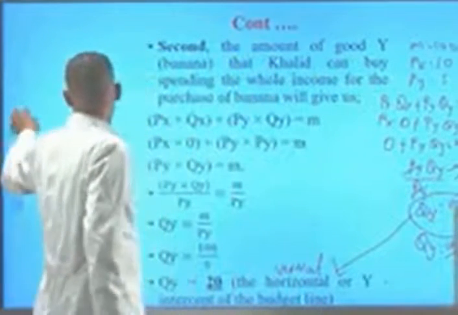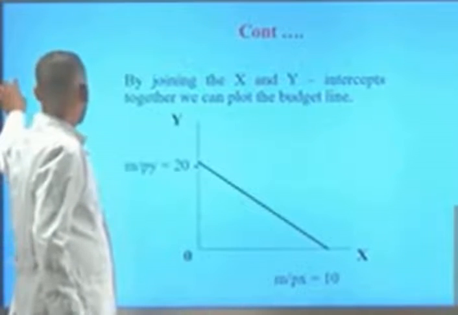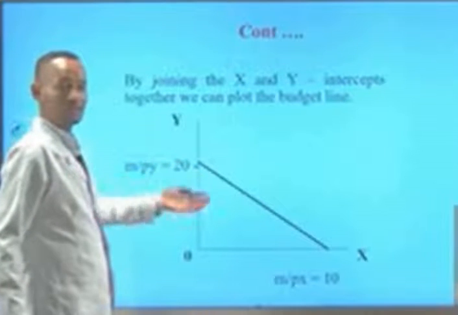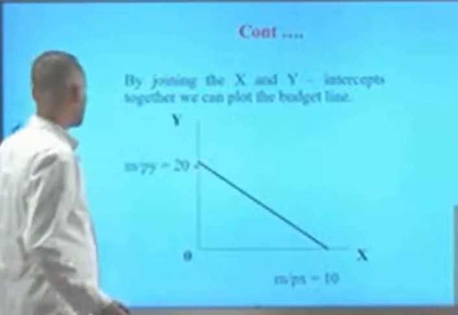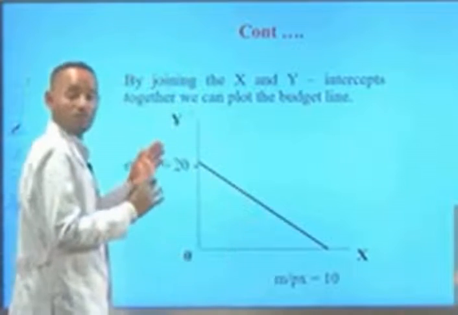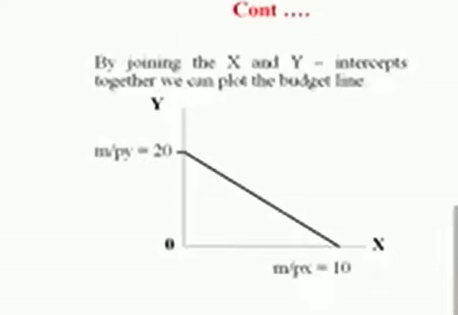Now, by joining the vertical and horizontal intercepts of the budget line, we can construct the budget line. This is the budget line. It shows the various combinations of the two commodities X and Y that a consumer can buy using his limited income. Beyond this point, the consumer cannot buy any combinations. Let me show you the way of calculating the slope of the budget line.